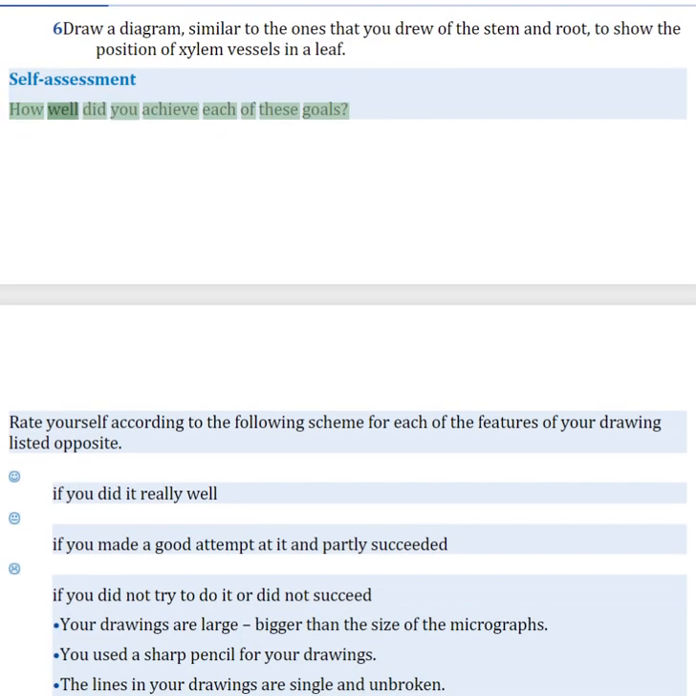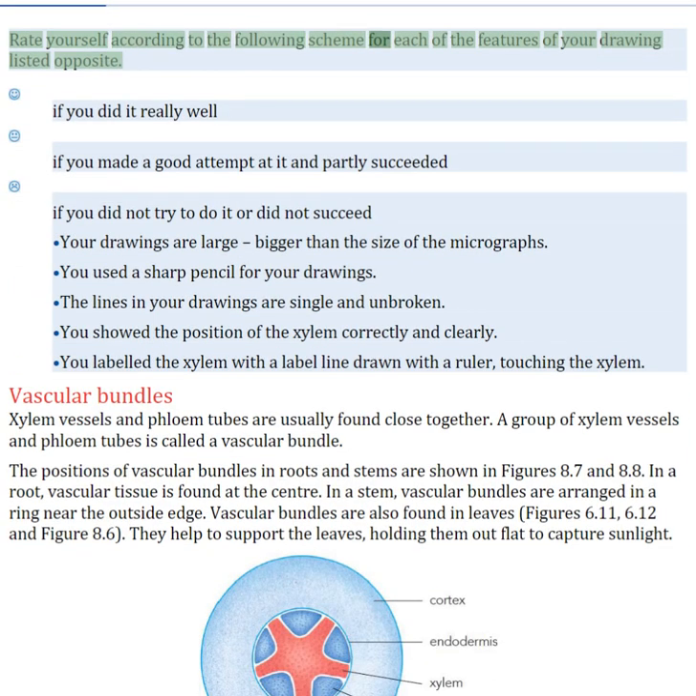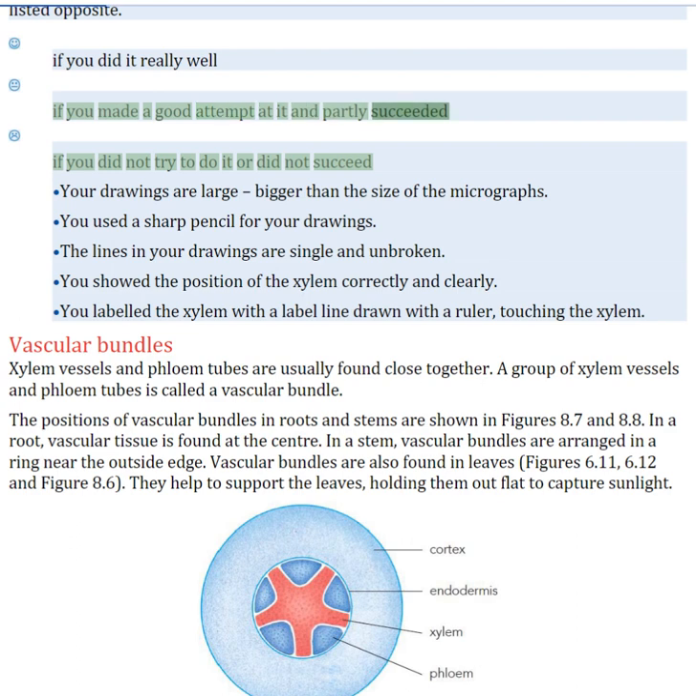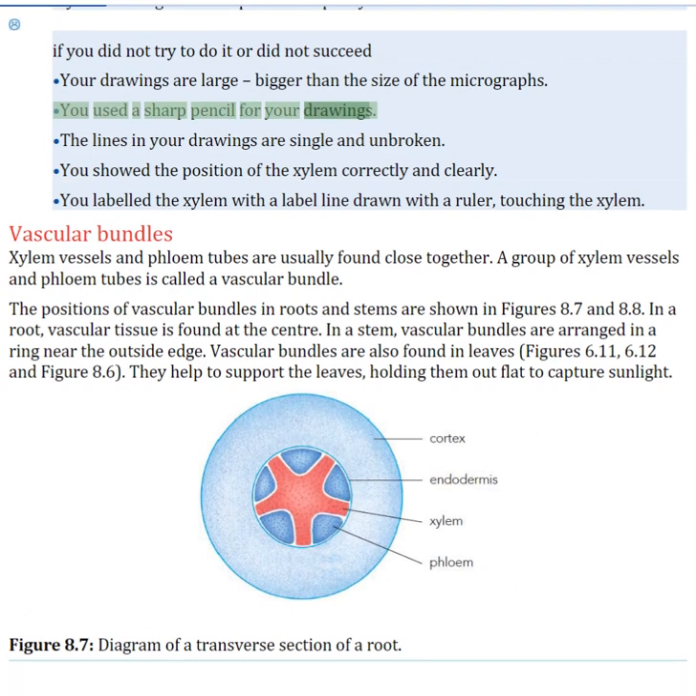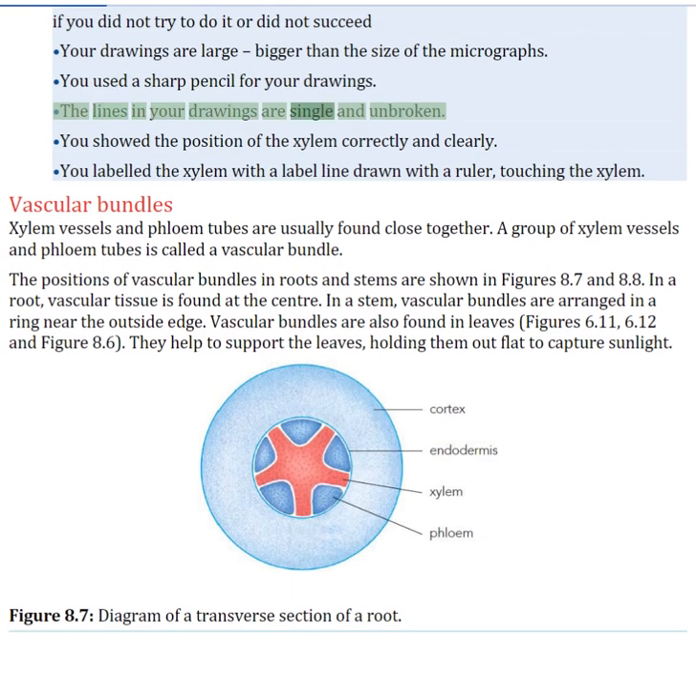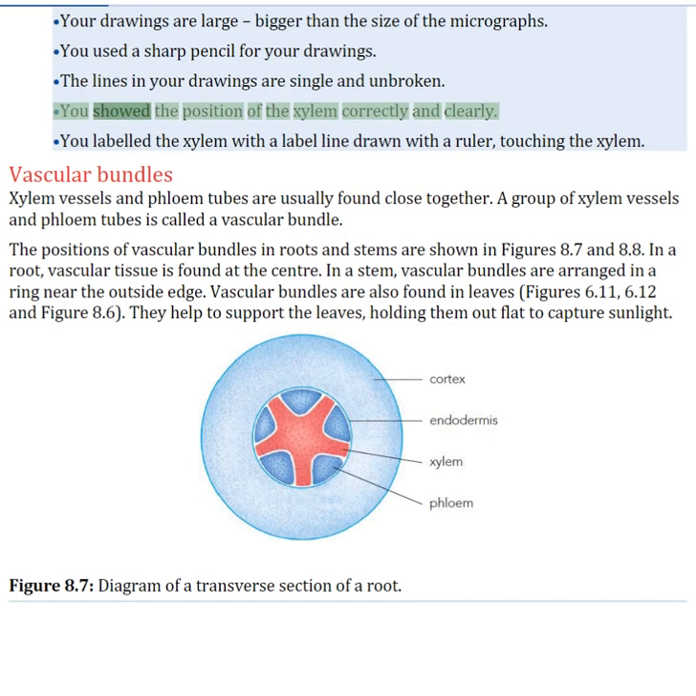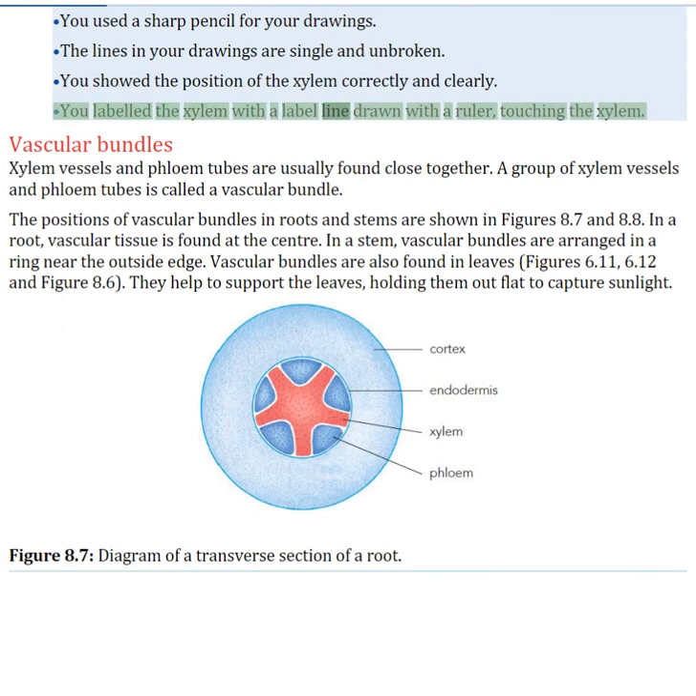Self-assessment. How well did you achieve each of these goals? Rate yourself according to the following scheme for each of the features of your drawing listed opposite. Rate yourself highly if you did it really well; give a middle rating if you made a good attempt at it and partly succeeded; and the lowest rating if you did not try to do it, or did not succeed. Your drawings are large, bigger than the size of the micrographs. You used a sharp pencil for your drawings. The lines in your drawings are single and unbroken. You showed the position of the xylem correctly and clearly. You labeled the xylem with a label line drawn with a ruler, touching the xylem.